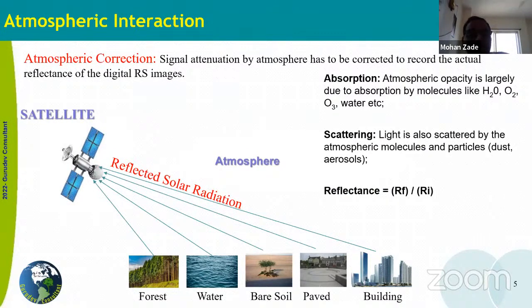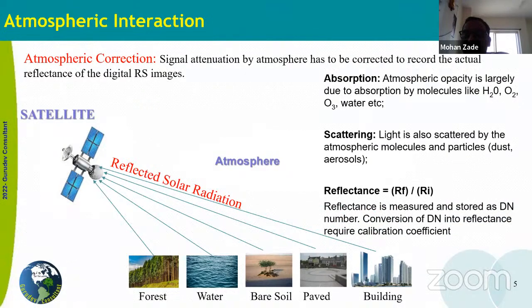Therefore, the reflectance that is measured at the sensor level from different objects like forest, water, air, soil and buildings is different. And this reflectance is a ratio of the reflected radiation to the incident radiation. It's just a simple ratio, and this ratio is stored as a DN number, or digital number.